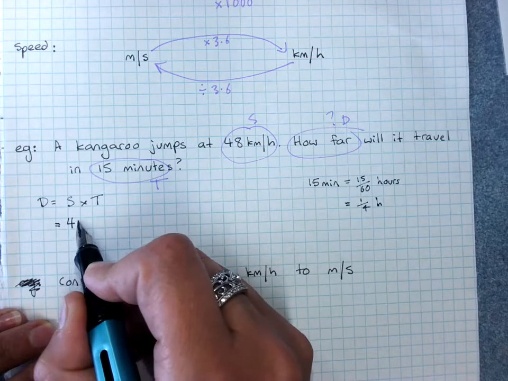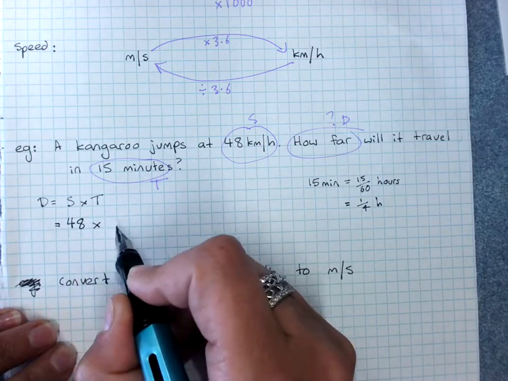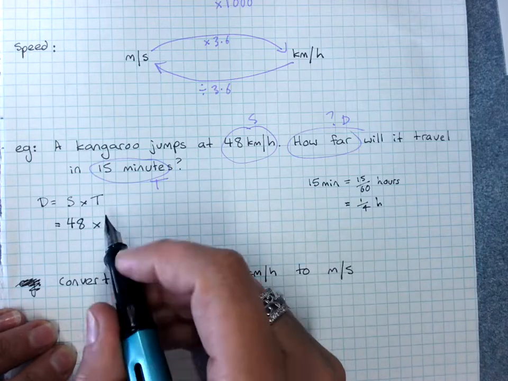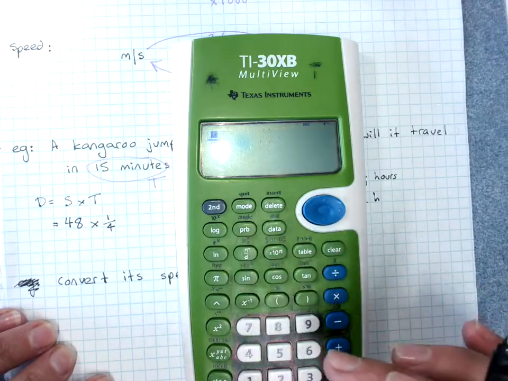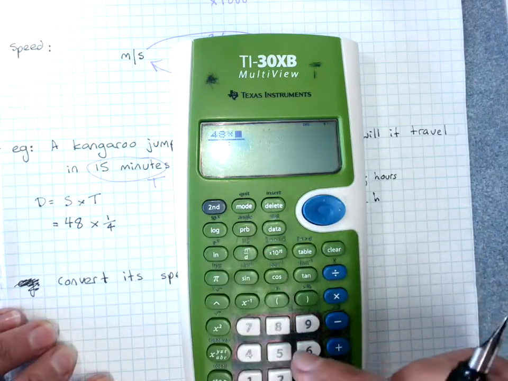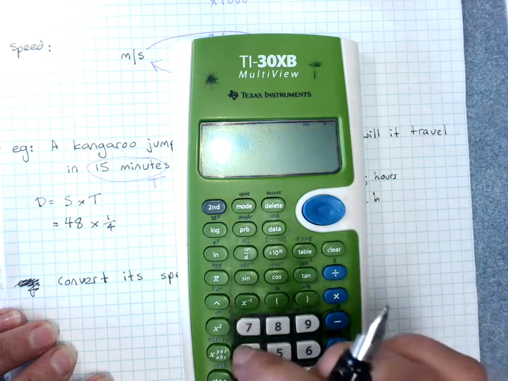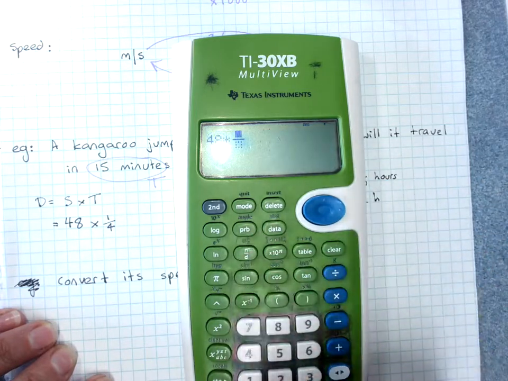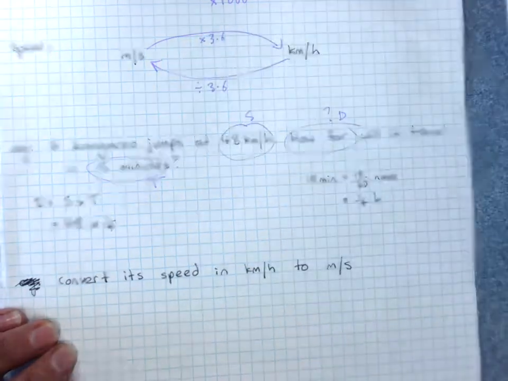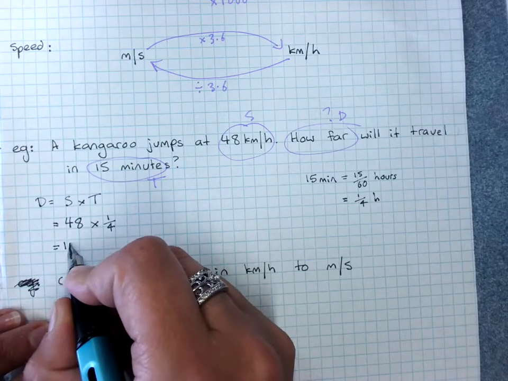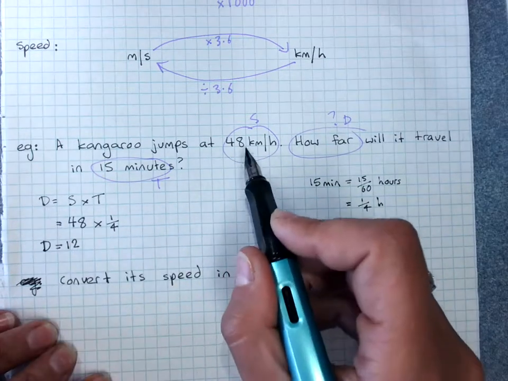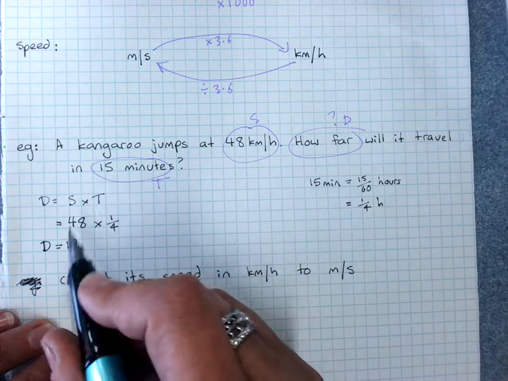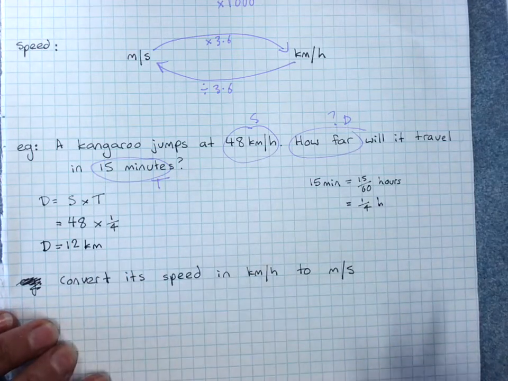Speed was 48. We don't put units into our working line, only into our answer. Our time was 1/4. So I want 48 times, as a fraction, 1/4, and that is 12. And because we were finding distance, it's going to be the distance value, and because we had kilometers in the speed, that's going to be 12 kilometers.